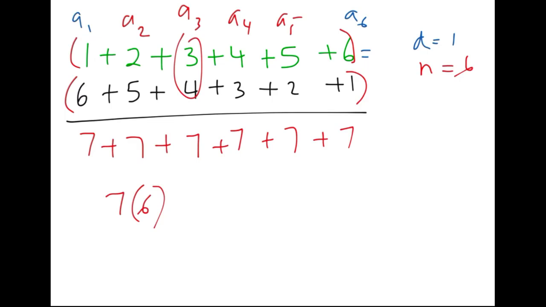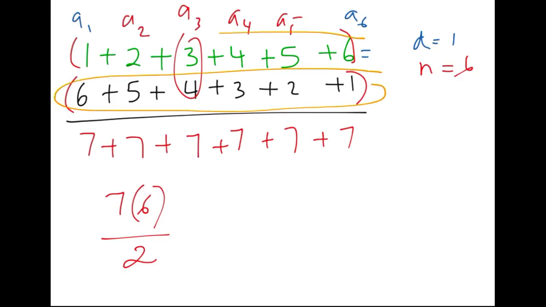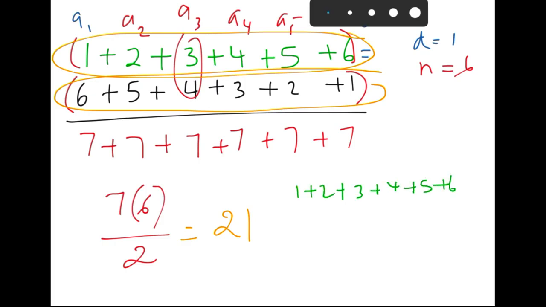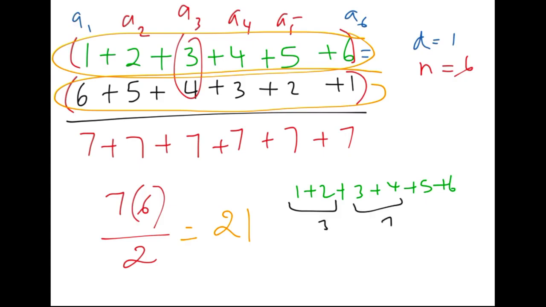However, I will have to divide this by 2. Why? Because I wrote this sequence twice. I wrote it here, and then I added it. So if I want to find the original sequence, I have to divide that by 2, and that would be 21. Now let's add these numbers, see if we get 21. So here I have, that's 3, that's 7, that is 11, that is 10 plus 11, that's 21.